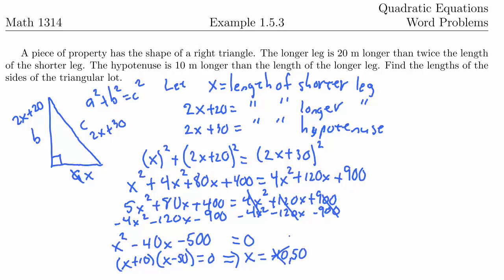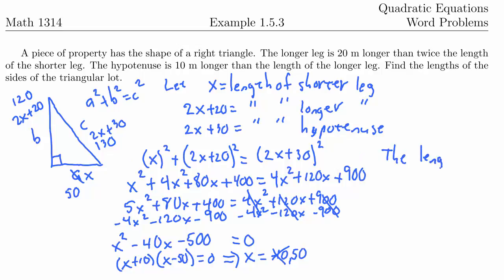But I have to reject that negative 10 because that's the length of a side. So there's only one solution here where x is 50. So if x is 50, 2 times 50 is 100 plus 20 is 120. And then this side is 10 meters more, which is 130.